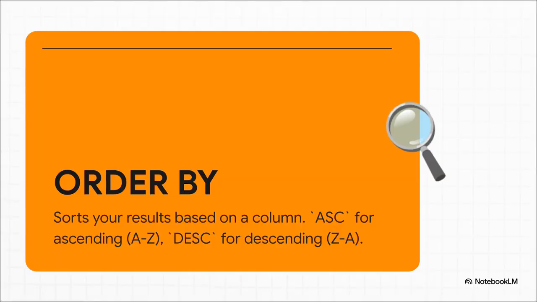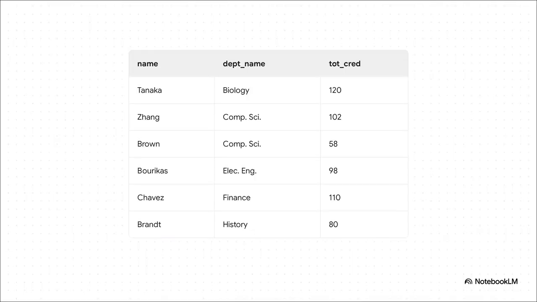The command for this is beautifully simple: ORDER BY. You just tell it which column you want to sort by. You can use ASC for ascending order, think A to Z or smallest to largest number, or you can use DESC for descending order, so Z to A or largest to smallest. Easy, right? And what's really cool is you can even do multi-level sorting.